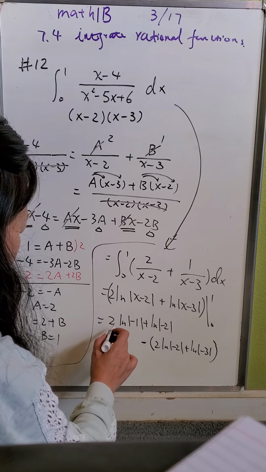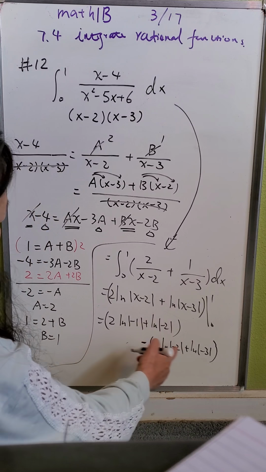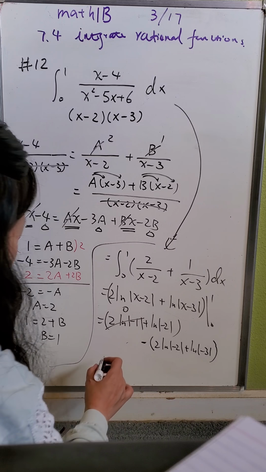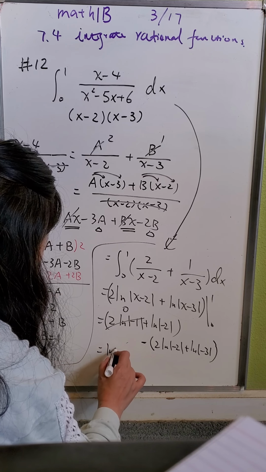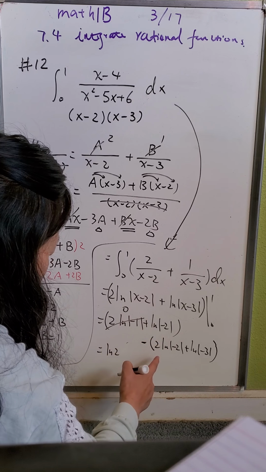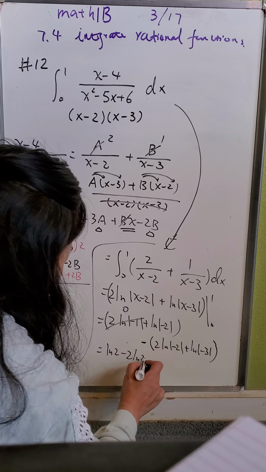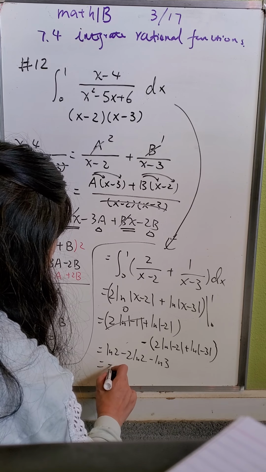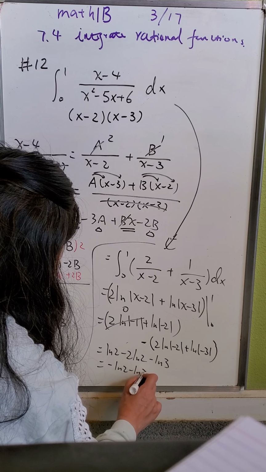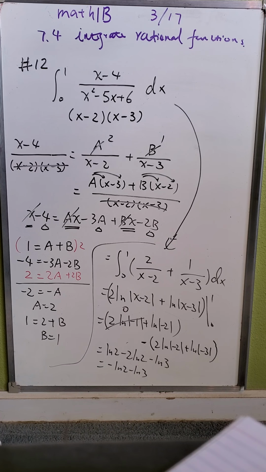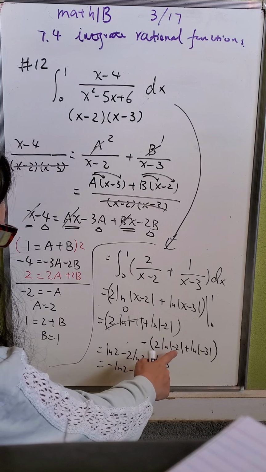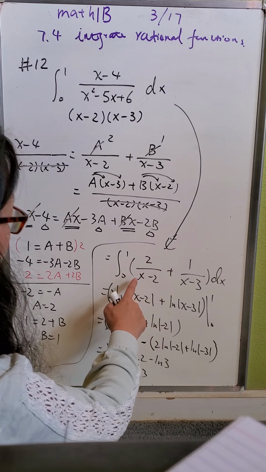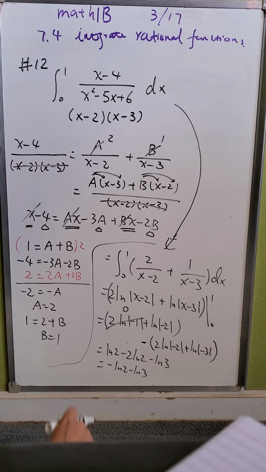Okay, and you can see that's the first part and the second part. ln 1 just equals 0, so you can just mark this as 0 here. And that's equal to ln 2, coming out of the absolute value just ln 2, minus 2 ln 2, and then minus ln 3. It comes out equal to negative ln 2 minus ln 3. So that's for problem number 12.